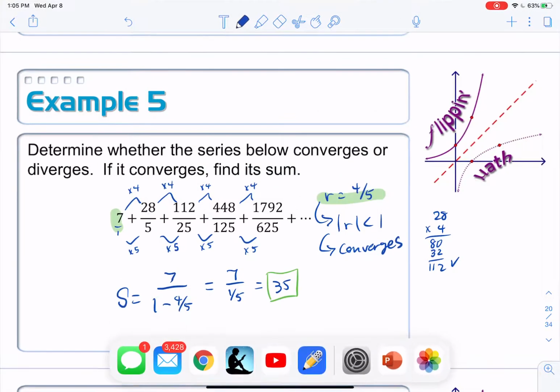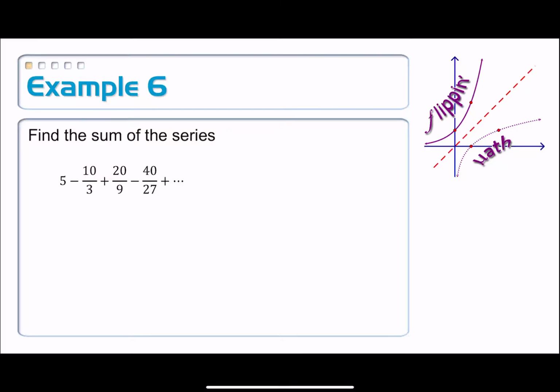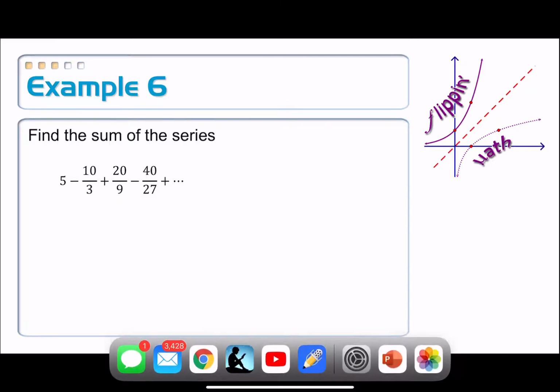Okay, maybe one or two more. Example 6. Find the sum of this series. All right, so now looking at this one, we've got pluses and minuses, but it's set up to be very similar to the one that we just did before, where we don't have a formula for it. Instead, we just have this sequence of numbers.